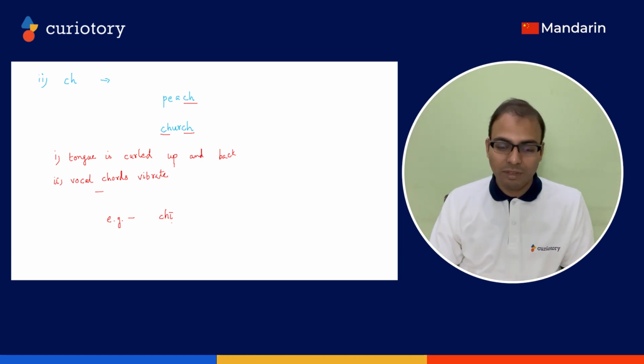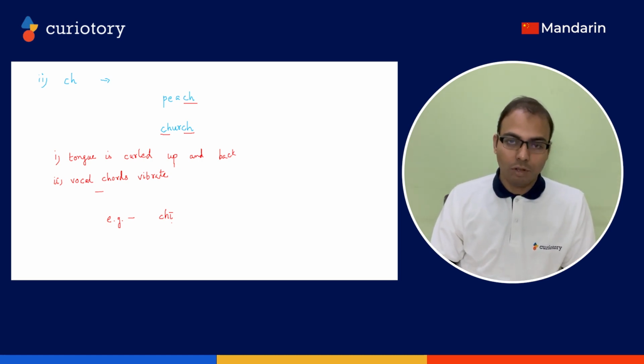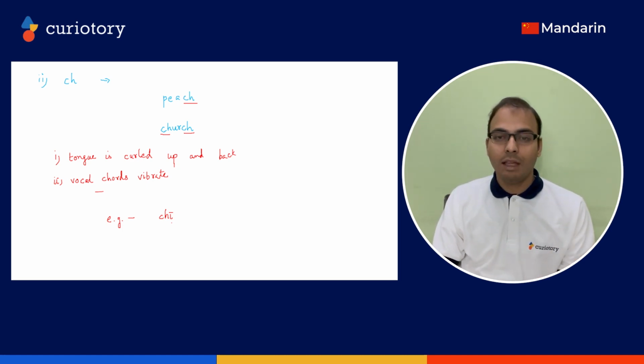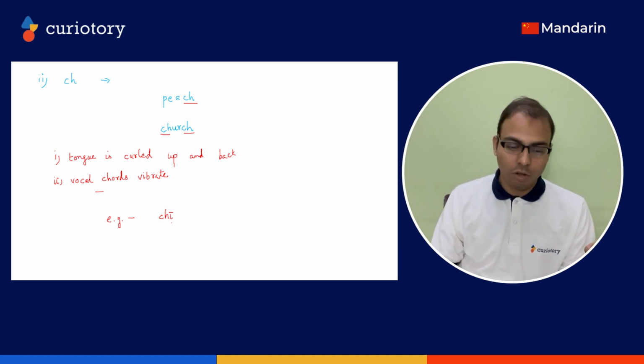So I hope CH is clear to you. What was the rule? You have to pronounce it the same way as the CH in peach or church. There are two rules, and you have to make sure you are following them to pronounce it correctly. And by the way, chi means to eat.